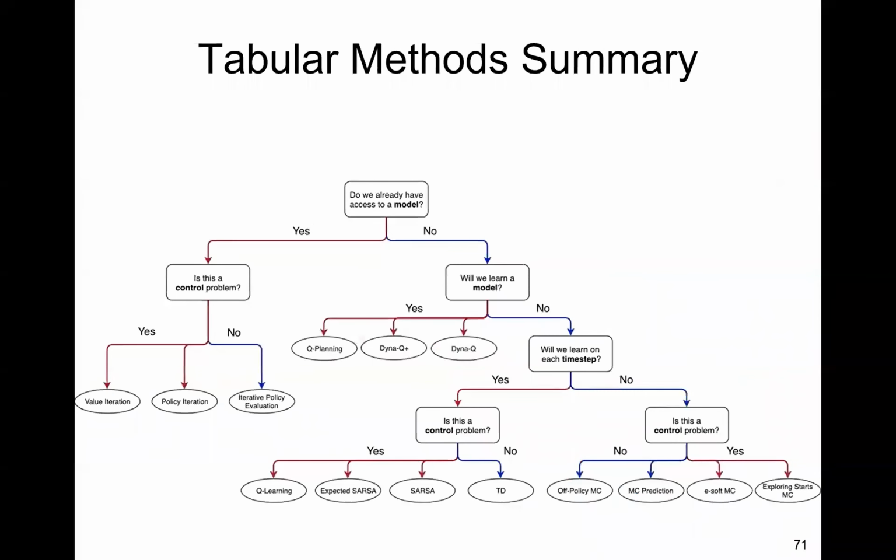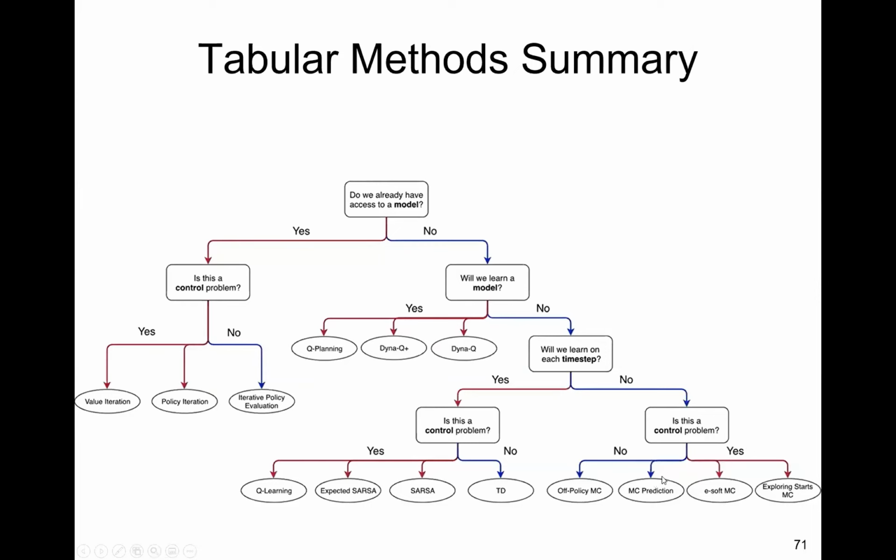So this is a summary of the tabular methods. If you have a model, then we use the MDP planning methods, policy iteration, value iteration. But if we don't have a model, then we either learn a model first by doing Dyna or Q planning, or we do completely model free. And we can do learn per episode on the right with Monte Carlo methods.